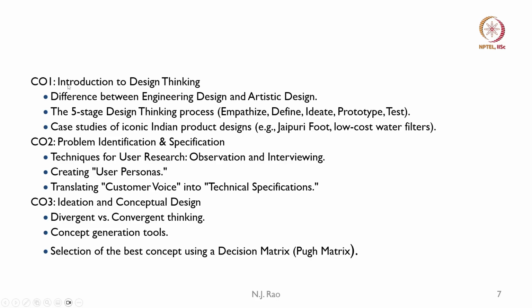So if you quickly go through each one, introduction to design thinking means the difference between engineering design and artistic design. The artistic design generally goes through only one, you're producing only one unit. Whereas engineering design would mean that you can manufacture them in multiple numbers. And then CO1 will make you go through this 5-stage design thinking process. That is, you empathize with the user's needs, then define the product, ideate, prototype, and test. We have gone through all of them. That is the design thinking process.